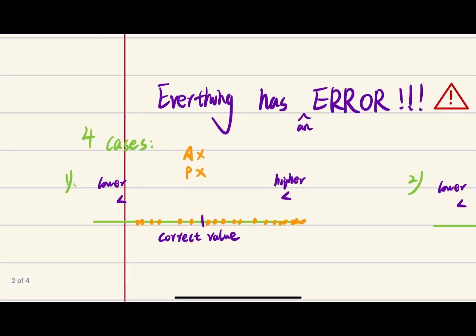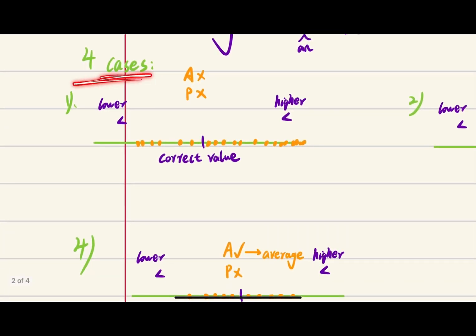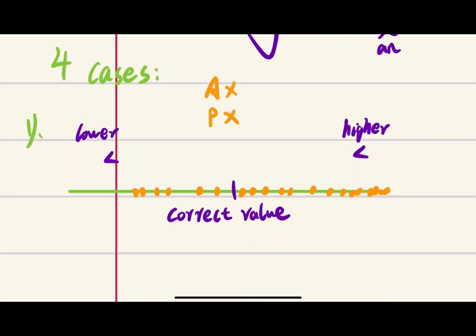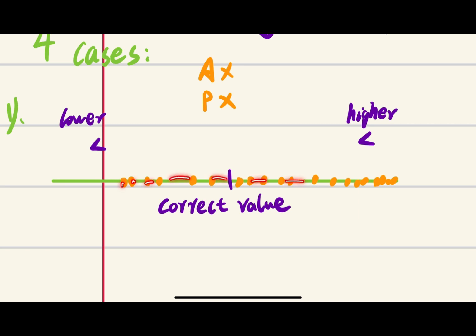Okay, so four cases. The first case is that you don't have really correct data, and your data is not precise either. So here are our values. If you take the average of them, it will probably be here, and that's kind of far away from the correct value, which means that your data is not accurate. And since these values are really spread out, it means that you don't have high precision either. So in this case, not accurate and not precise.